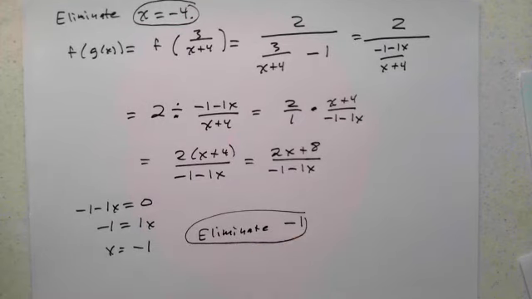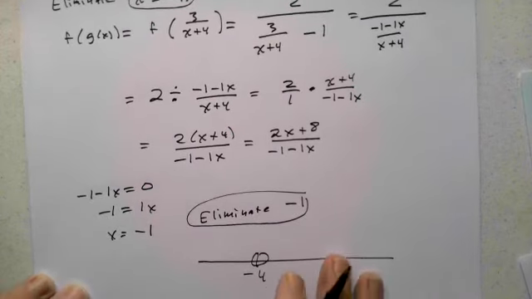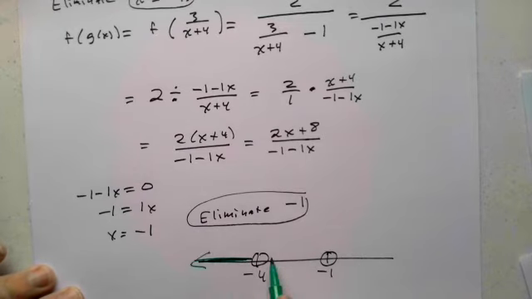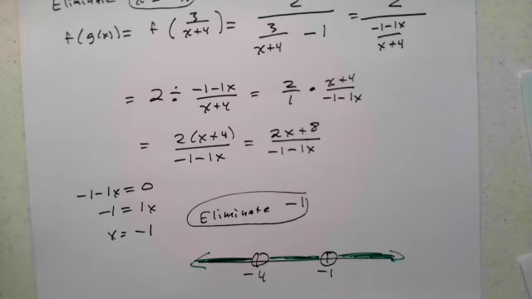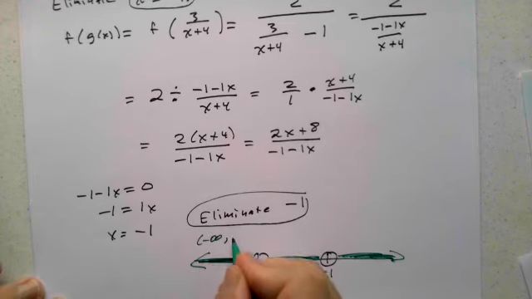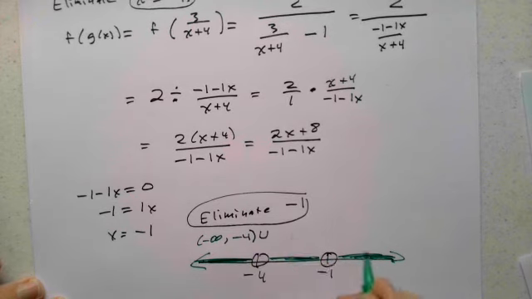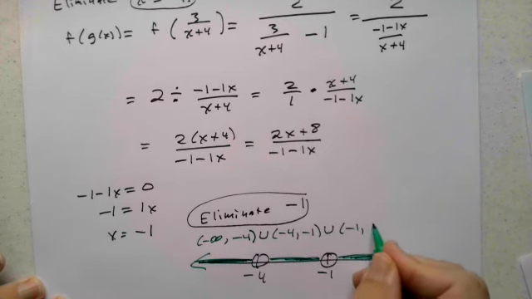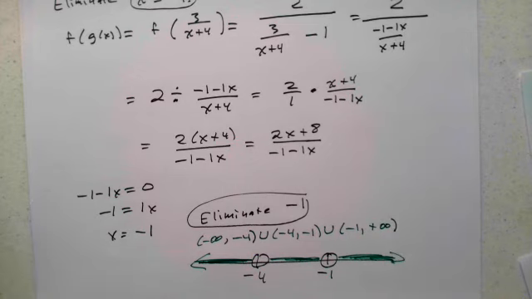So if I'm going to go ahead and draw my number line for the domain, negative 4 is removed and negative 1 is removed. So my domain includes everything else. This piece and this piece and this piece. If we were going to go ahead and write this using interval notation, we would say negative infinity to negative 4, union, negative 4 to negative 1, union, negative 1 to positive infinity.